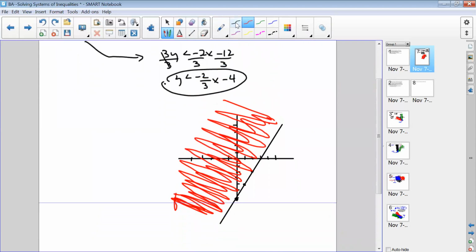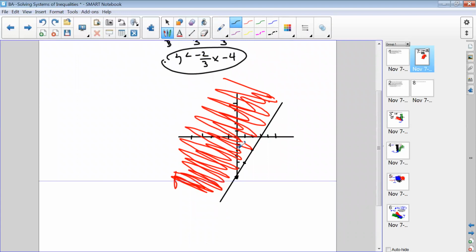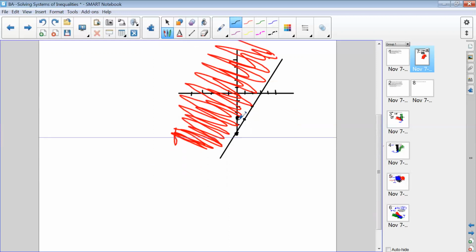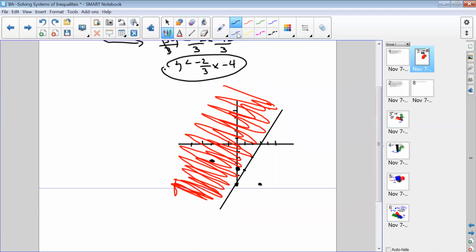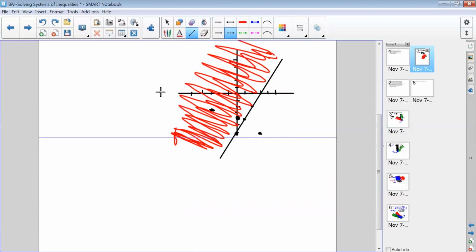Well, I need to go to negative 4. So 1, 2, 3, negative 4 is my y-intercept. And then I want to plot the slope negative 2/3. Well, that would be a decrease of 2 and an increase of 3. And then I can go back up here, and that would be an increase of 2 and a decrease of 3. And that one is less than, so are we looking at solid or dotted? Dotted line.